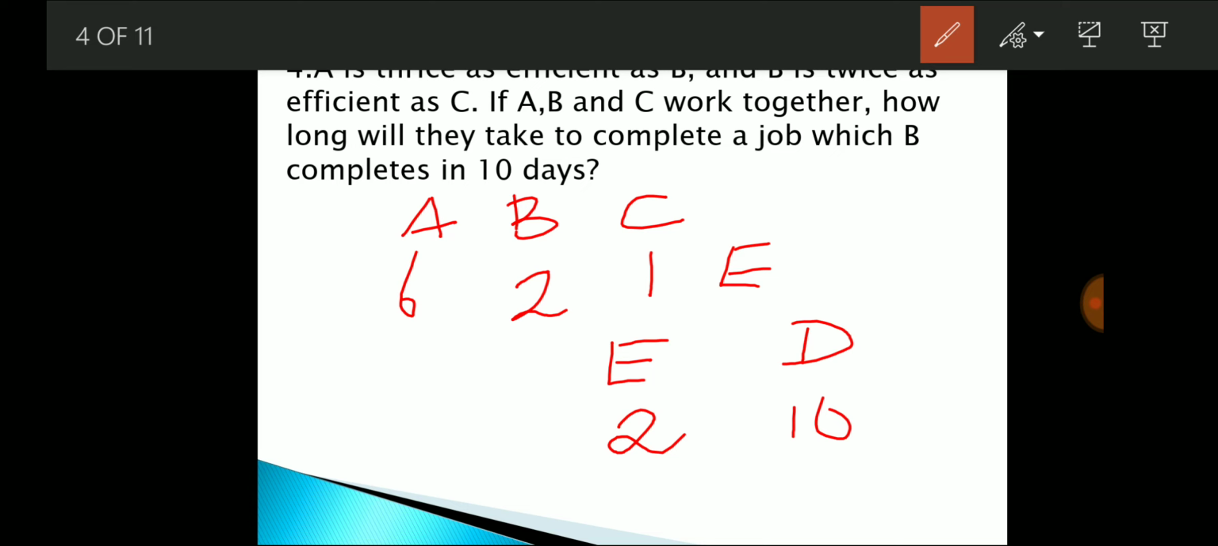All 3 work together: 6 plus 2 plus 1 is 8, plus 1, 9. 9 is the efficiency. How many days will they take? Here you cannot use the inverse.